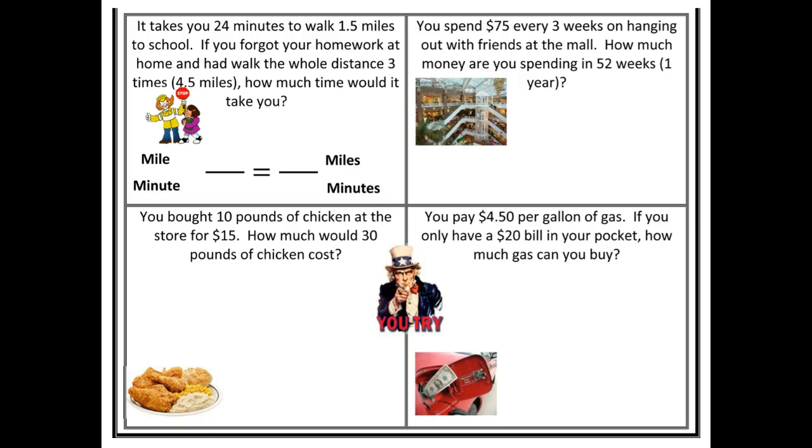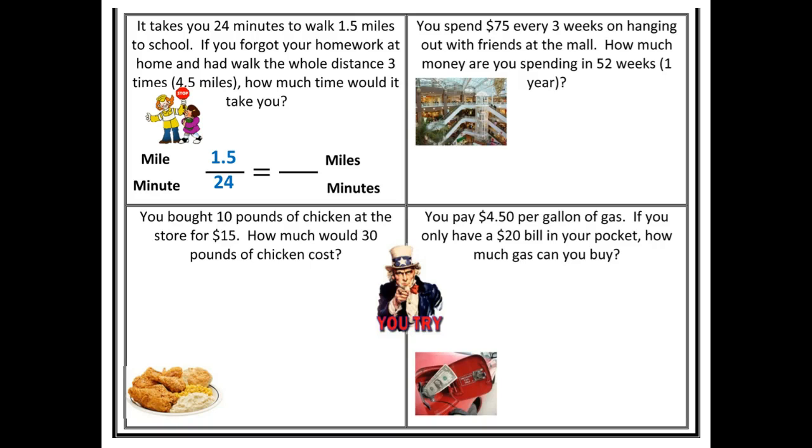Let's try a couple problems together. It takes you 24 minutes to walk 1.5 miles to school. If you forgot your homework at home and had to walk the whole distance 3 times, so you walk to school, home, and back to school, that's 4.5 miles. How much time would it take you? So we know the original rate. We're given 1.5 miles in 24 minutes. That's your usual rate. You know the distance you walk, you know the time it takes you to get to school. That's how we budget our time.